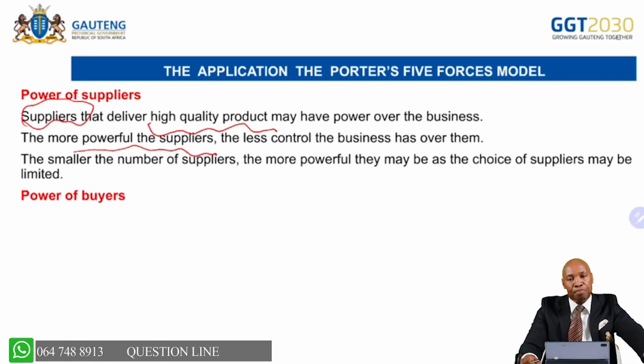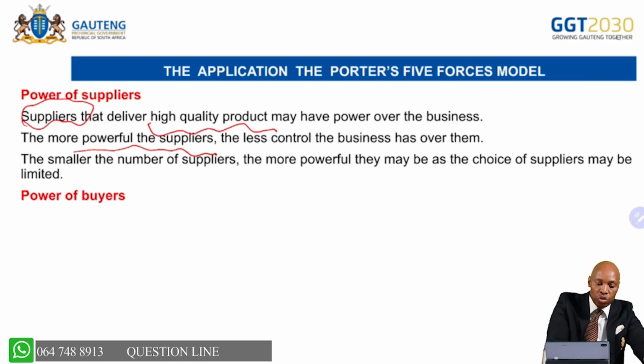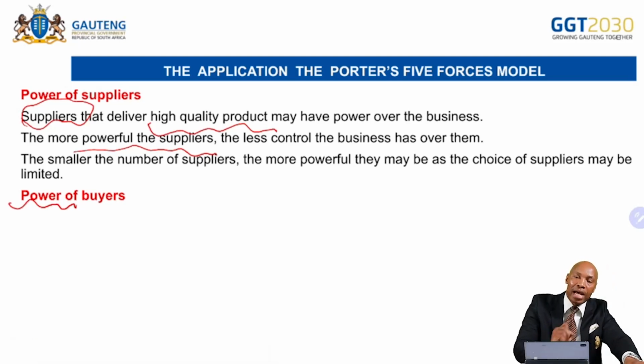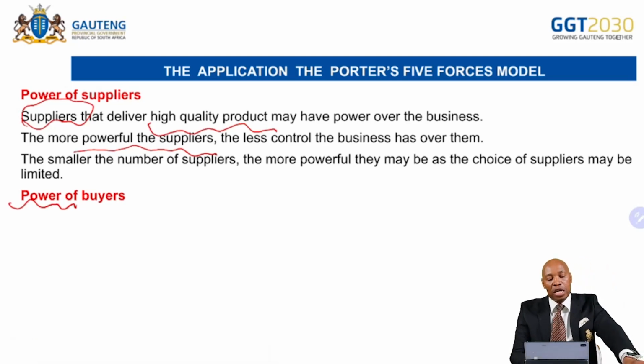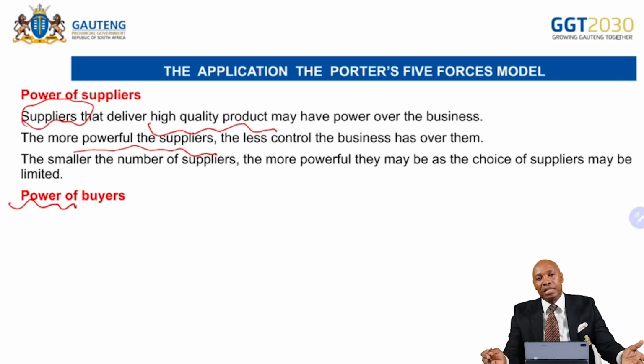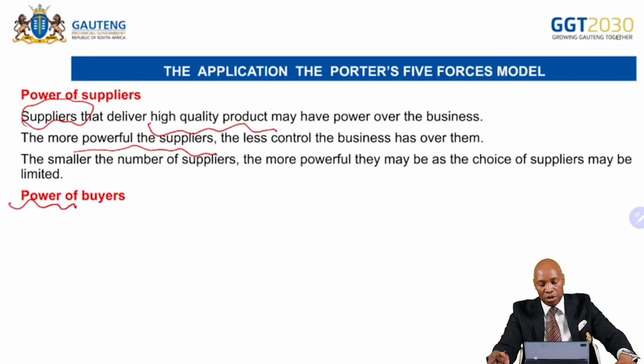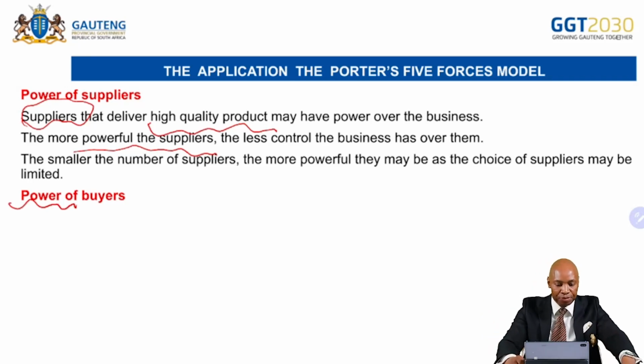Right. Then let's get to power of buyers. Now here, the power is with the buyers. Candidates, I'm repeating again to say the word power is important. Please do not write buyers. As soon as you write buyers, then it's something else. It's no longer Porter's 5. Then you are going to be marked wrong. But then, I know you're not going to do that. You have not done it.